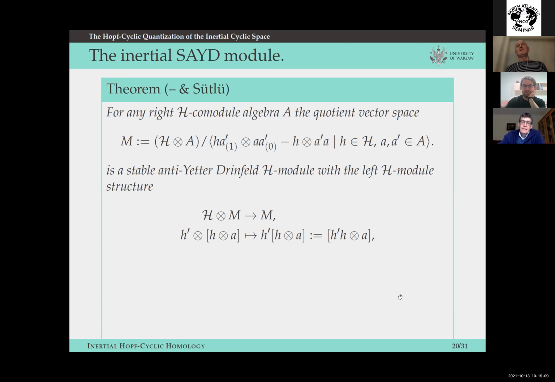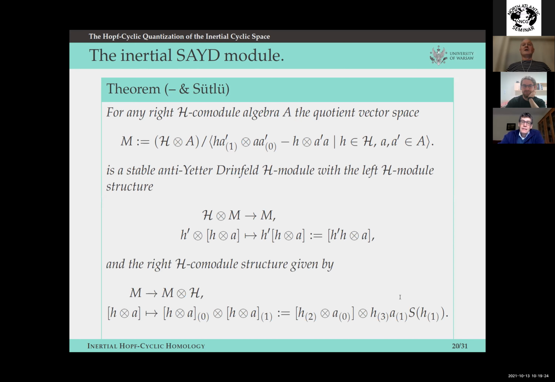The H-module structure on M is given by the easiest formula. We simply multiply in H. The comodule structure is given by the following formula. This is slightly more complicated, but if you remember the axiom of an anti-Yetter-Drinfeld module, you see that it is also expected. It should be so to guarantee that this object is an SAYD module. The only difficult part of this theorem is checking that this choice leads, in fact, to well-defined structures of a stable anti-Yetter-Drinfeld module.